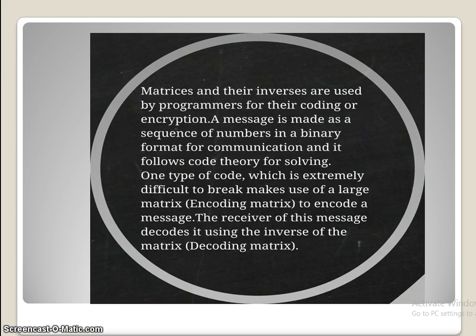Matrices and their inverses are used in programming for coding or encryptions. The message is made as a sequence of numbers in a binary format for communications, and it follows code theory. One type of code which is extremely difficult to break makes use of a large matrix, that is the encoding matrix. To encode a message, the sender uses the encoding matrix, and the receiver decodes it using the inverse of the matrix, that is the decoding matrix. So encoding is sending the message, decoding is receiving the message, that is we take the inverse operators.